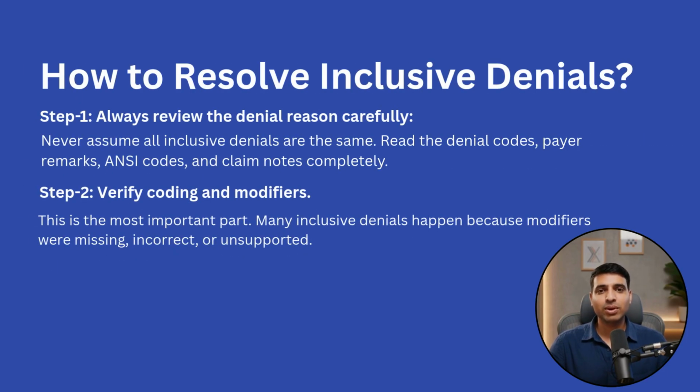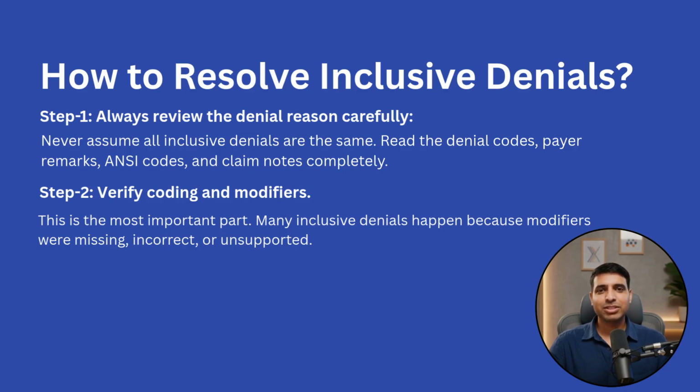Now let's talk about how expert AR callers resolve inclusive denials quickly, accurately, and efficiently. The first step is always review the denial reason carefully. Never assume all inclusive denials are the same. Read the denial codes, payer remarks, ANSI codes, and claim notes completely.